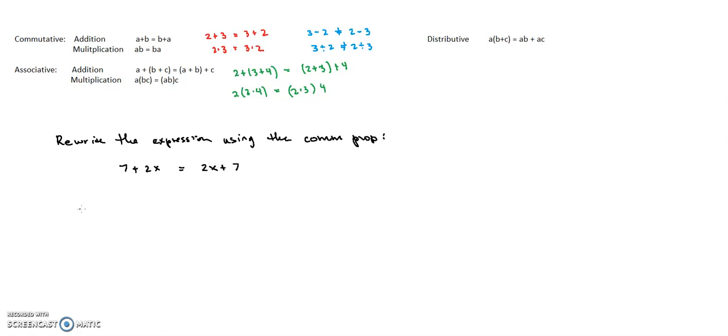Okay, so for example, we could rewrite the expression using the associative property. Let's say it was like 3 times 2x. We know that we could regroup that as 3 times 2 times x, and that's one way that we simplify, right? We regroup this so we can do the 3 times 2 and make that 6x. Okay, so whatever the property is, you would just use that to rewrite the expression that you're given.